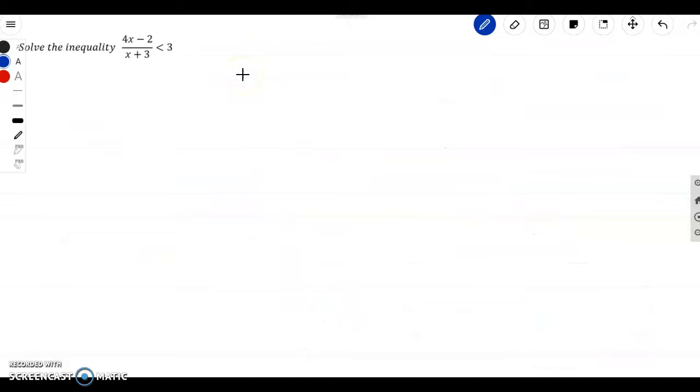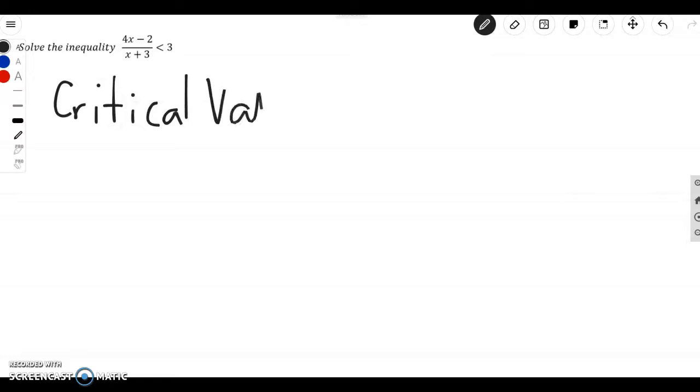For our third and final inequality that we're solving, you'll notice this one's a little bit different because there's not a 0 on the right-hand side of the equation. So to do this one, we're going to have a slightly different path, but in general, it's the same type of situation. So we still need to find our critical values.